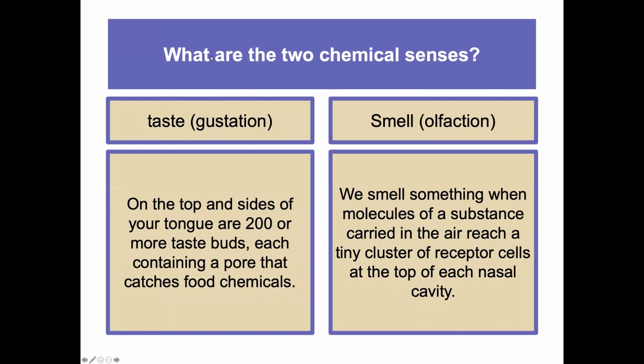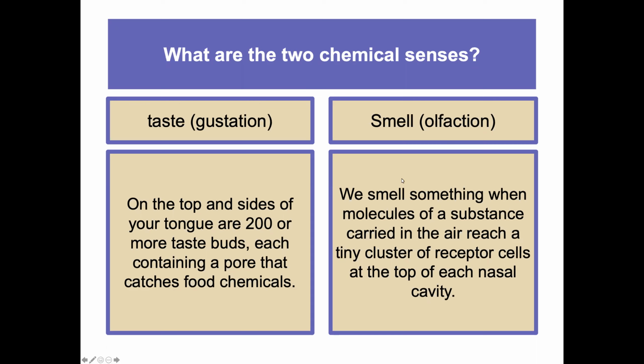So, switching gears a bit, what are the two chemical senses? Our sense of taste and our sense of smell. Taste is also known as gustation, and smell is also known as olfaction. On the taste side, on the top and sides of your tongue are about 200 or more taste buds, each containing a pore that catches food chemicals. Some people are actually super tasters: they taste things more strongly and seem to have more ability to taste different tastes than others.